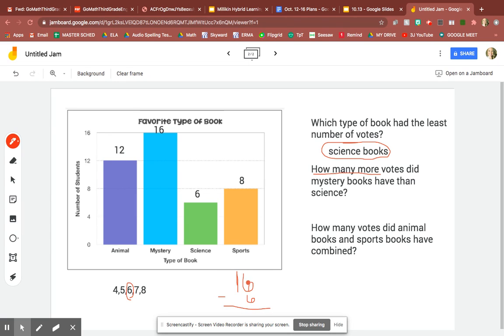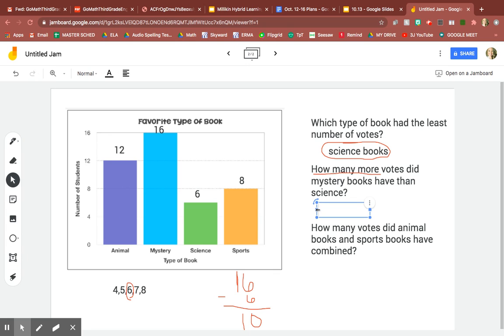Well, if I do 6 minus 6, I have 0. And 1 minus an invisible 0 here is 1. So that means 10 more votes. So 10 more people voted for mystery than science. So that's our answer here: 10 more votes.